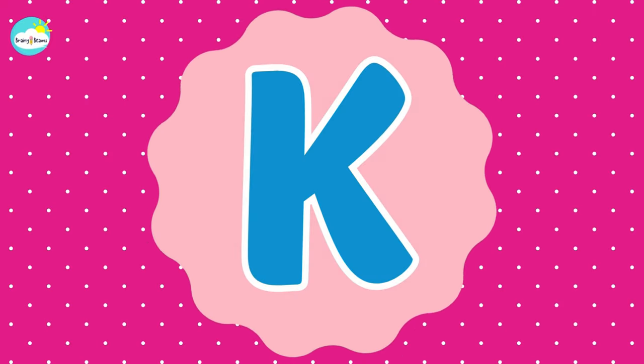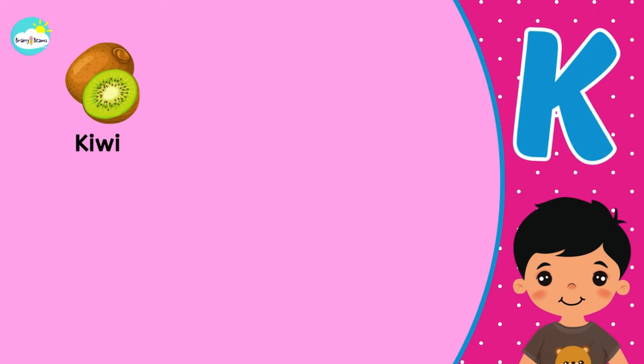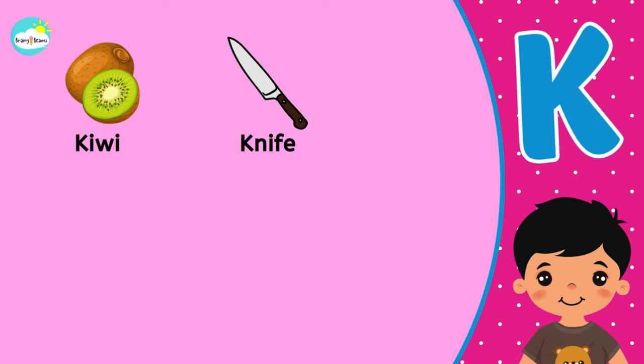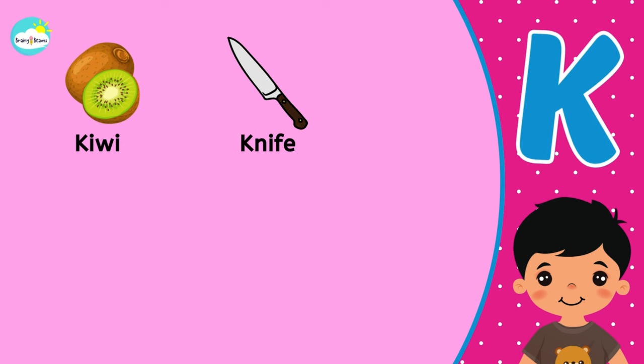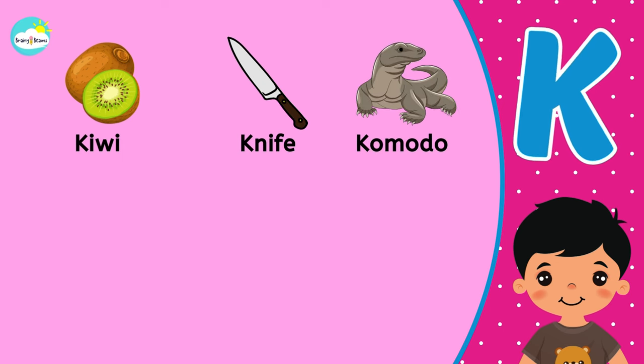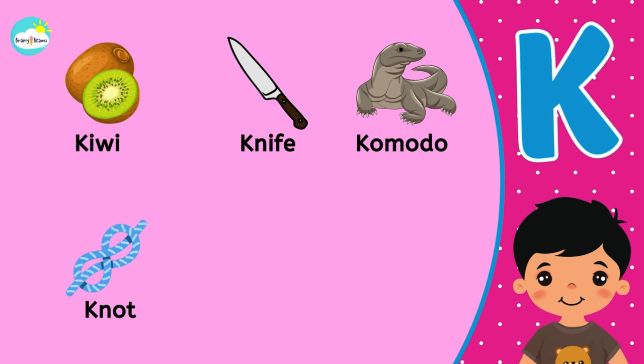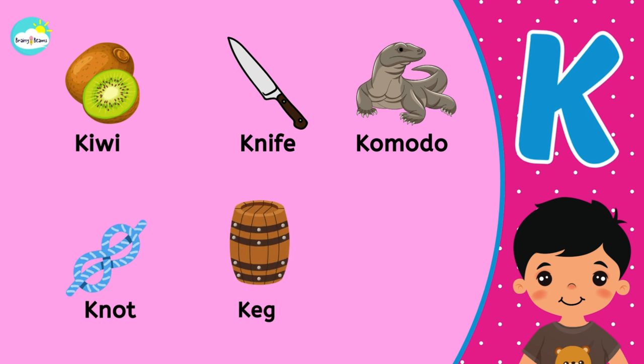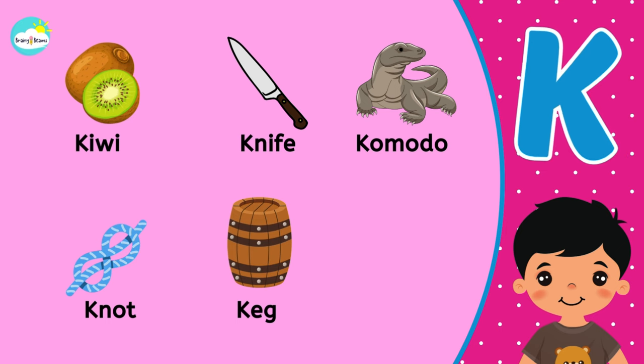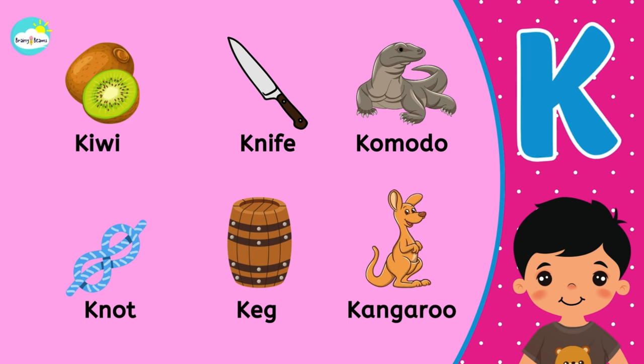K. K is for kiwi. K is for knife. K is for Komodo. K is for knot. K is for keg. K is for kangaroo.